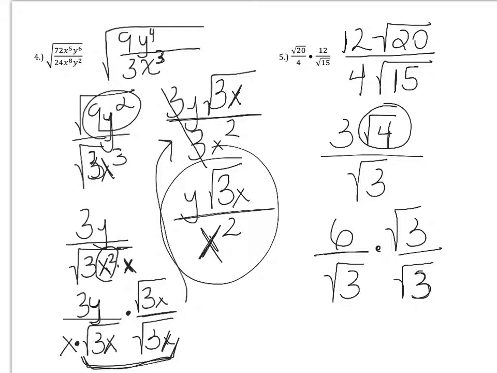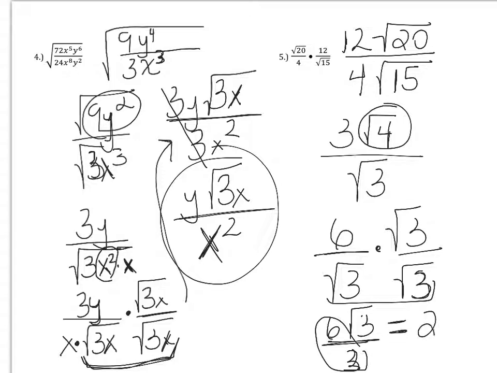So now when I do that, I'm going to get 6 square root of 3 over, this together is just regular 3, and now I'm noticing that 6 over 3 will give me 2. So in the end, I'm going to get 2 square root of 3. And it's possible that you got the right answer doing it slightly different.